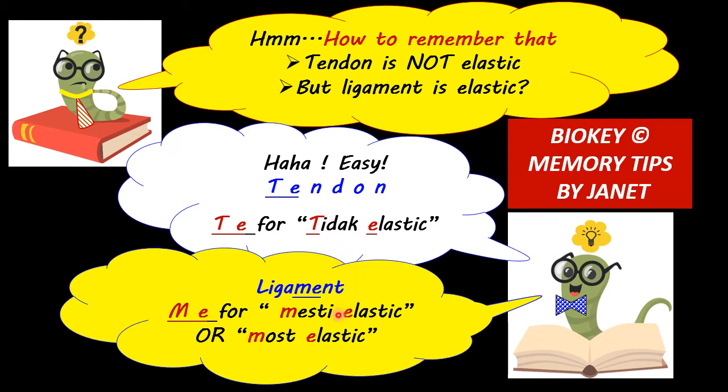Likewise, for ligament, we have an M-E here, M before E. M-E can mean misty elastic. Okay? Or just remember for tendon, the T is tidak, so tidak elastic, that means ligament must be elastic.